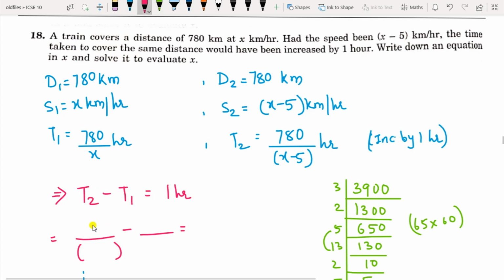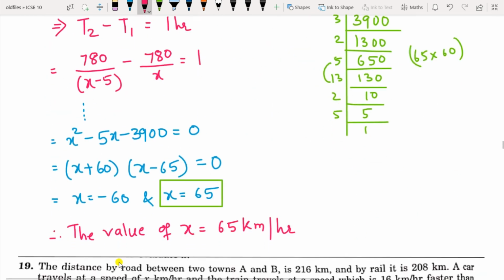Which number you have to consider first for subtraction, you will come to know by reading the question properly and by practicing it. So 780 upon x minus 5 minus 780 upon x equal to 1 hour. So now take the LCM and solve. You get the quadratic equation. Value of x you get as minus 60 and 65. So we will be considering the positive, x equal to 65, that is x equal to 65 km per hour.